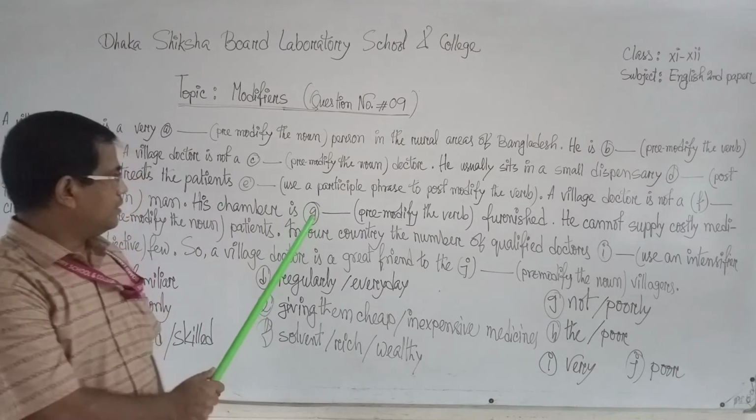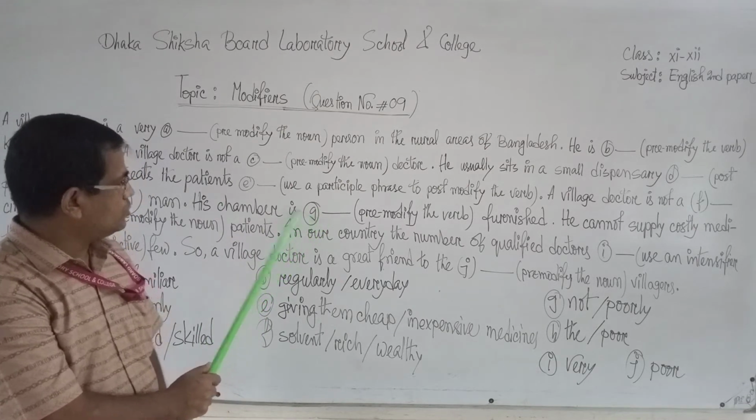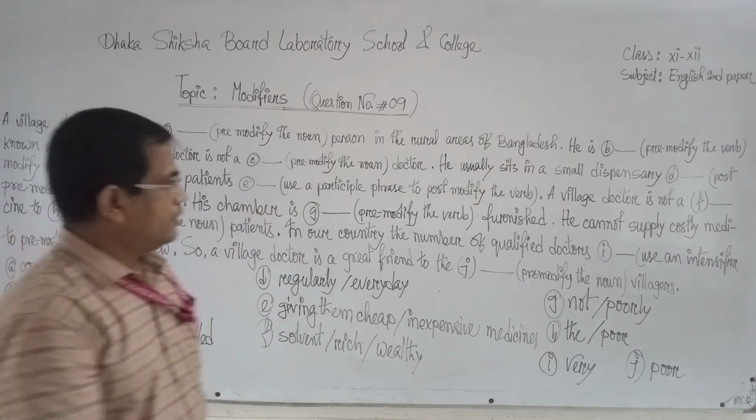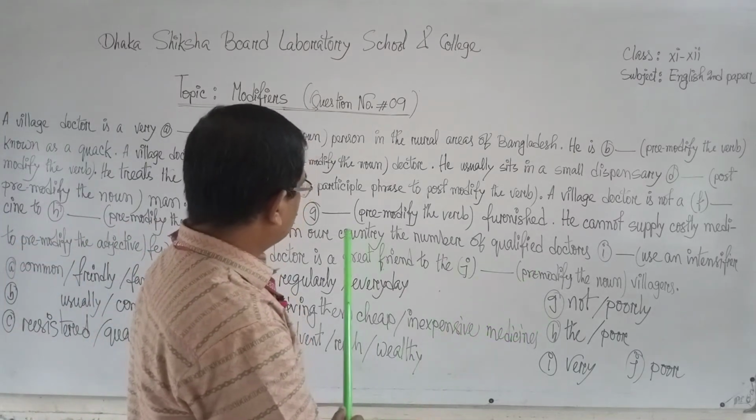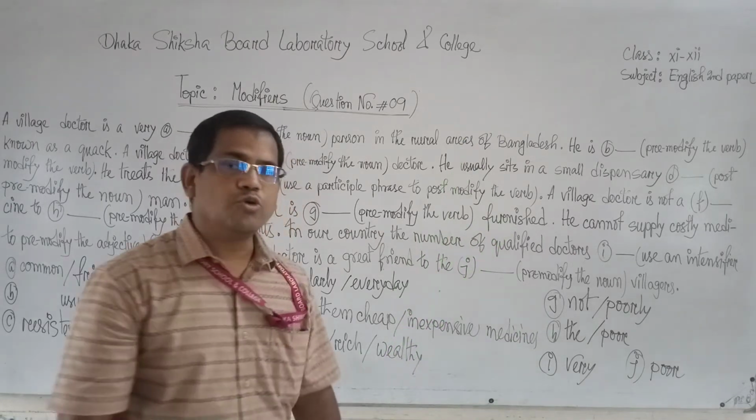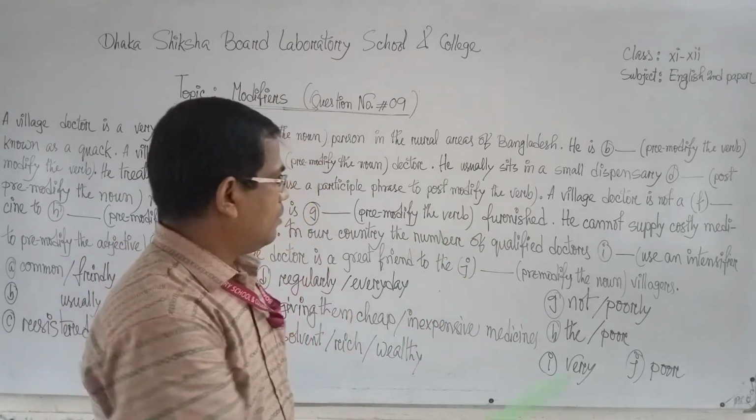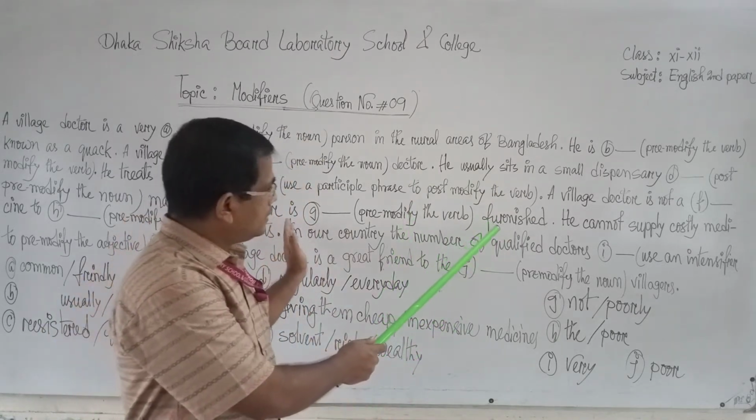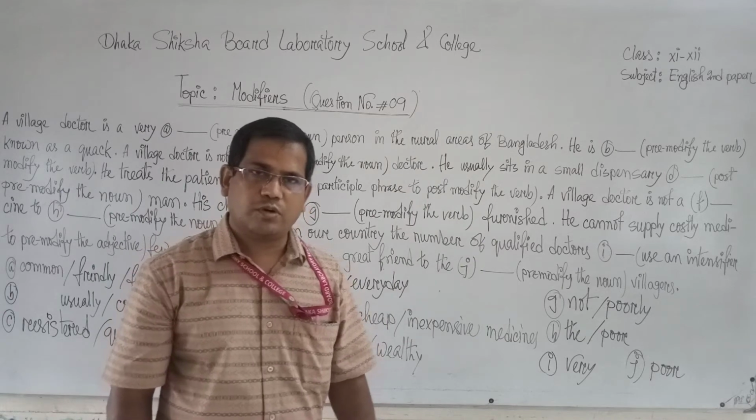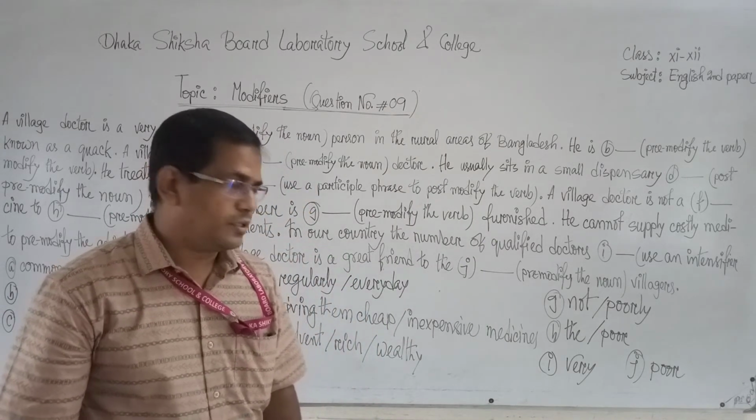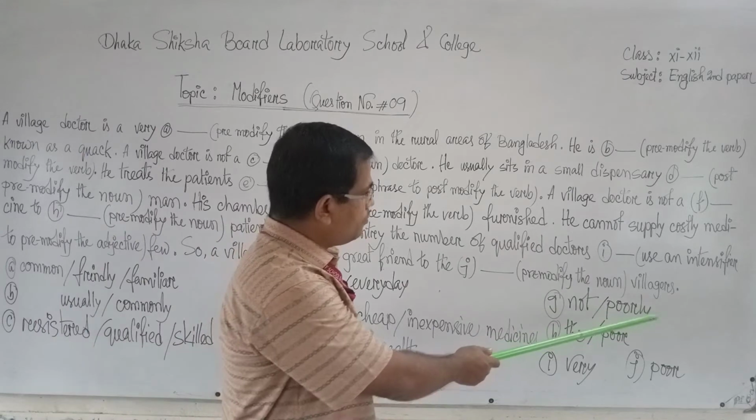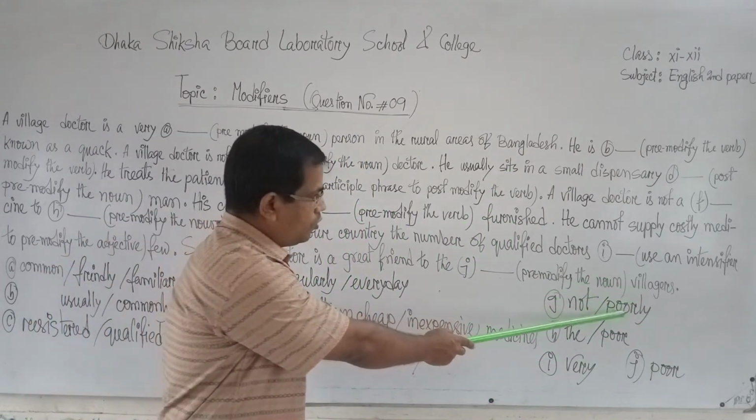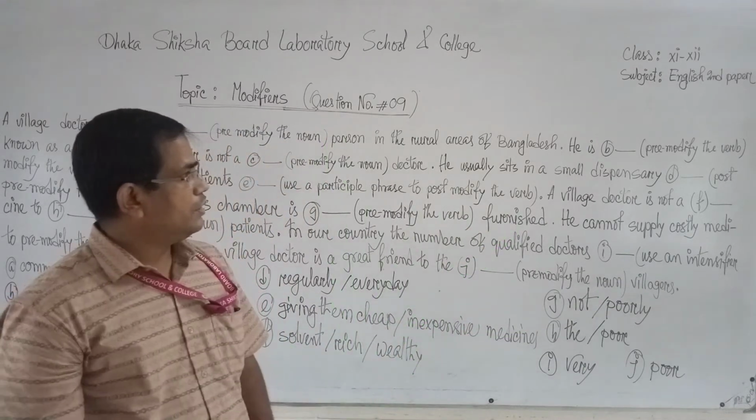Next, in point Z we may use: his chamber is dash. How is his chamber? Is not furnished, or we may say well furnished or poorly furnished. How does his chamber look? Is it furnished? No. Then our answer would be not or poorly furnished. So we may use not or poorly furnished.